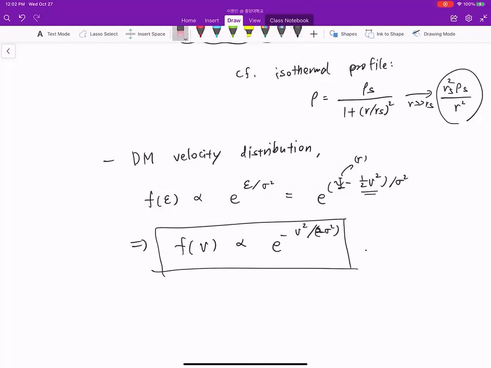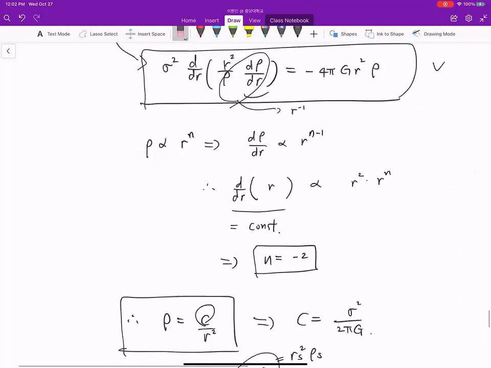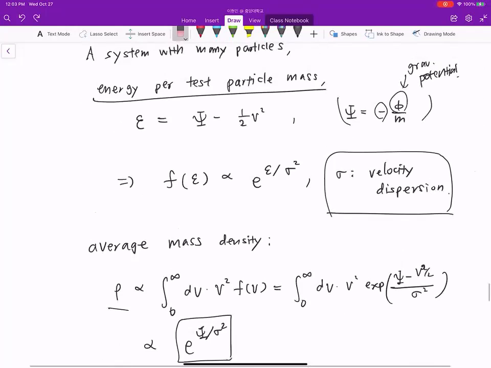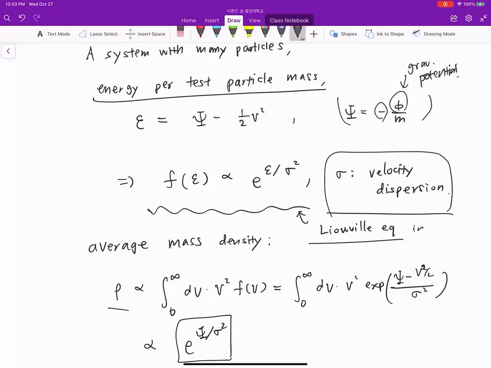But of course, you can ask a question in the first place: how do we determine the form of the, not this one, sorry, how do we know about this dependence? How does the phase space distribution depend on energy in this particular form? How do we know? You can ask such a question. So this is from the Liouville equation in gravity.